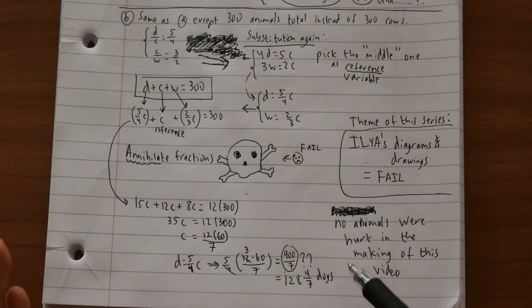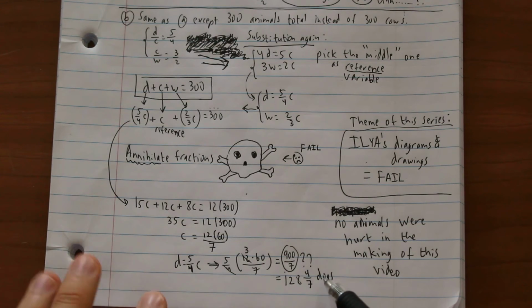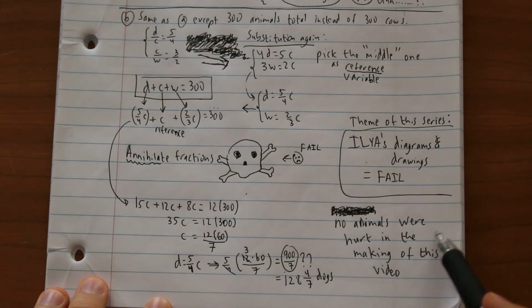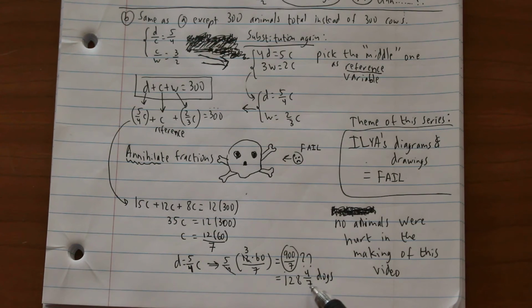Again, I made up the problem, so I guess the numbers are weird in fractions. So ignore that aspect. This is just to show you the procedure. No animals were hurt in the making of this video. So don't dwell on this fact. However, if you do get fractional numbers for a problem where it should be whole numbers, like with humans or animals, you should hesitate a little bit and make sure you did the calculations correctly. So I'll leave it at that.